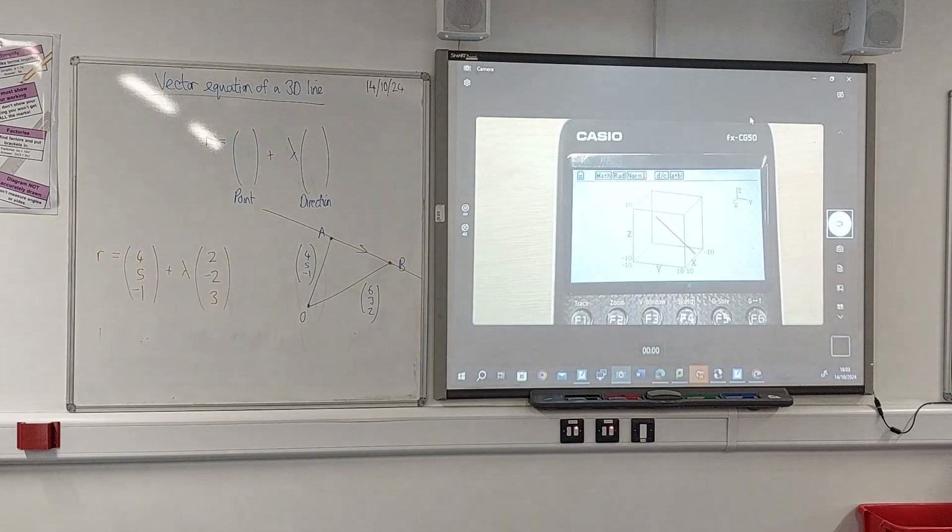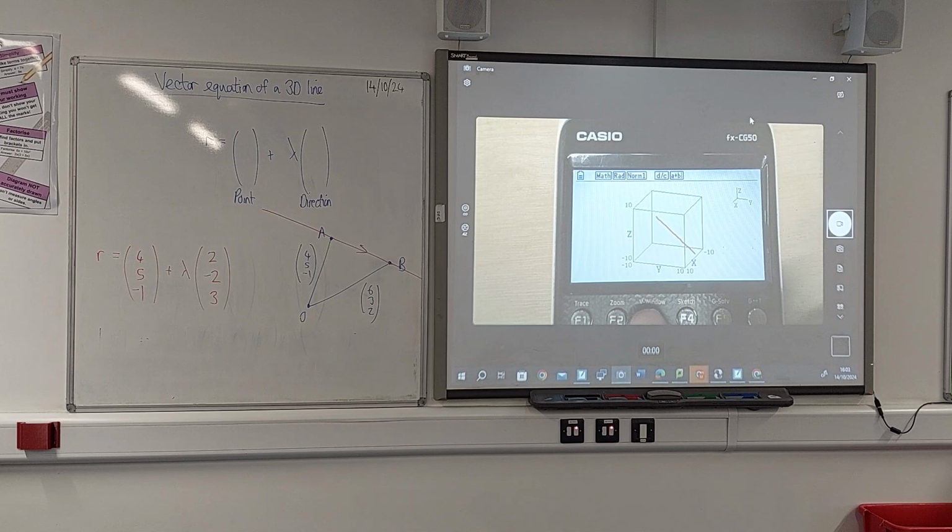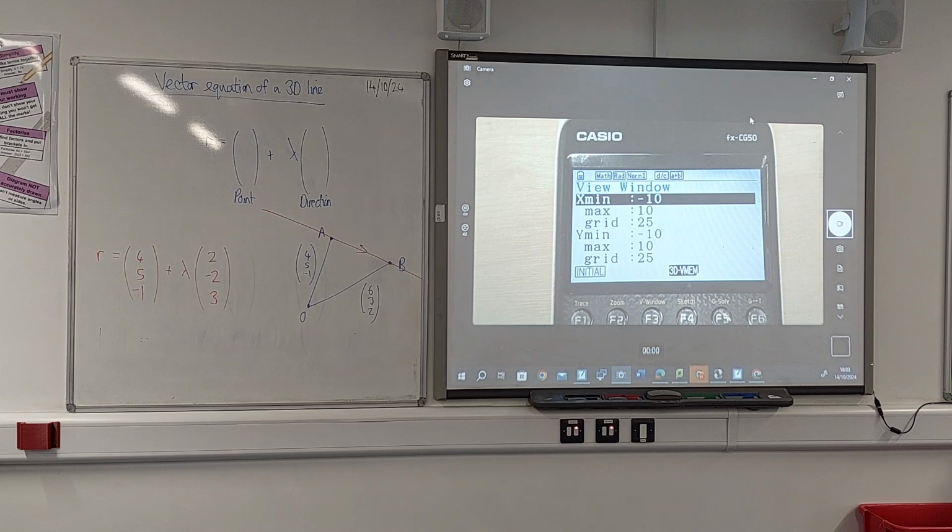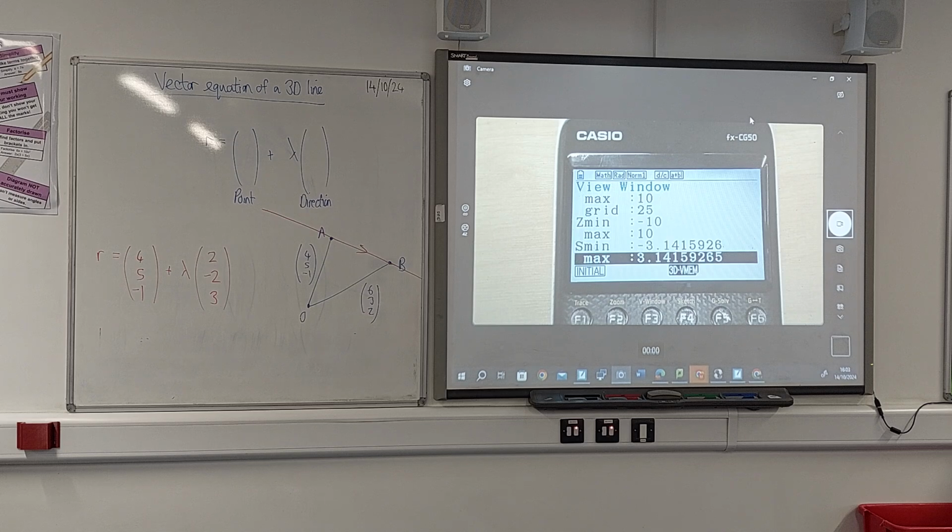So if you want to change the scale, it's V window, so that's F3, and you don't touch the grid or anything else, just touch the X min and max, the Y min and max, and then scroll down to Z min and max. Don't touch any of those other things. So if you go from -10 to 10, you can see that line. Just the X min, X max, Y min, Y max, and then Z min, Z max, which is off the page. You have to scroll down.